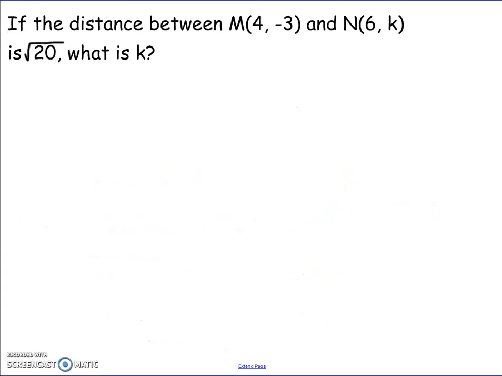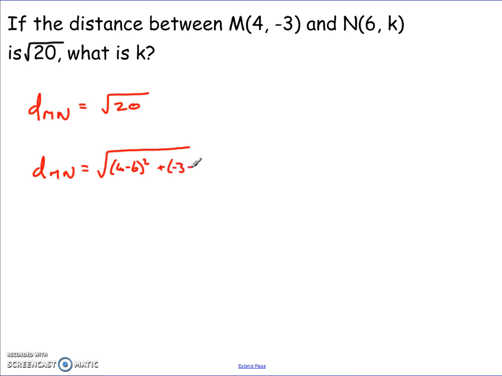Now our last question was this one. If the distance between M at 4, -3 and N at 6, k is the square root of 20, what is k? So what that means is our distance from MN equals root 20. We have to set this up as an equation and solve it. So our distance from M to N follows the exact same formula. So x1 minus x2, so 4 take away 6 squared, and then y1 minus y2, so plus -3 minus k squared. And I know that that equals the square root of 20.